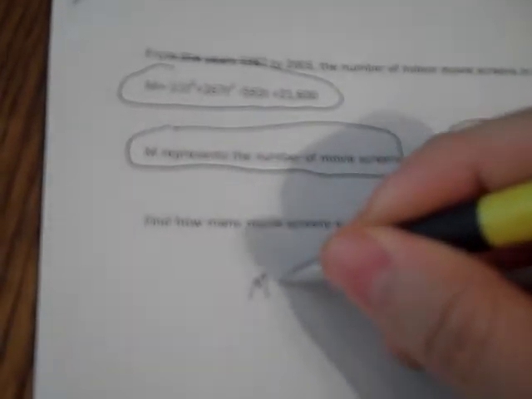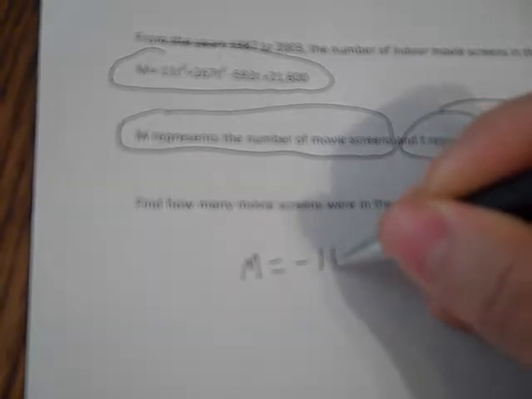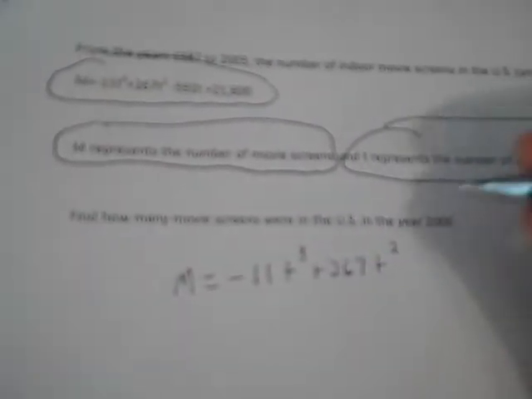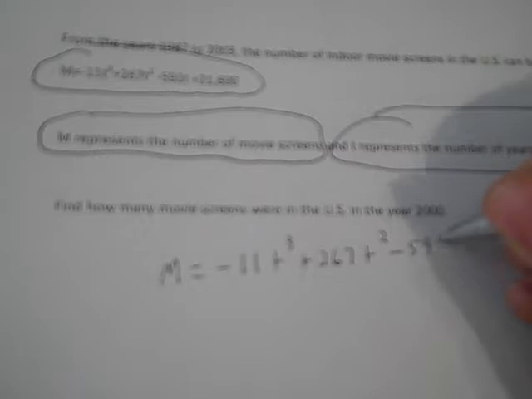So they give you the equation pretty much, and you just need to write it right here. Just copy the equation down. You don't need to come up with the equation yourself on these problems. They will give it to you. So M equals negative 11t to the third plus 267t to the second minus 592t plus 21,600.